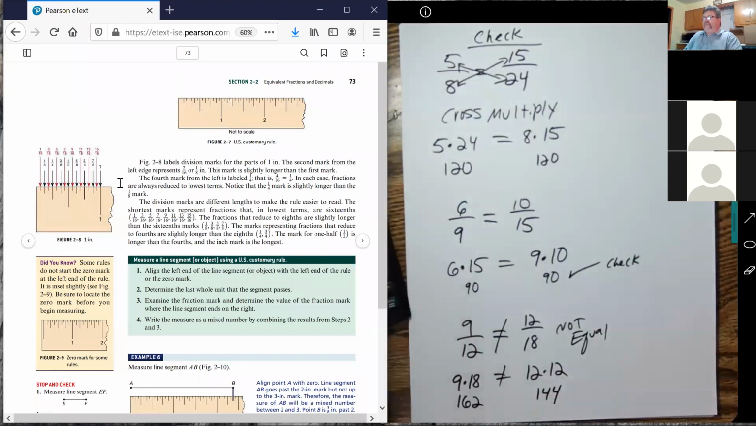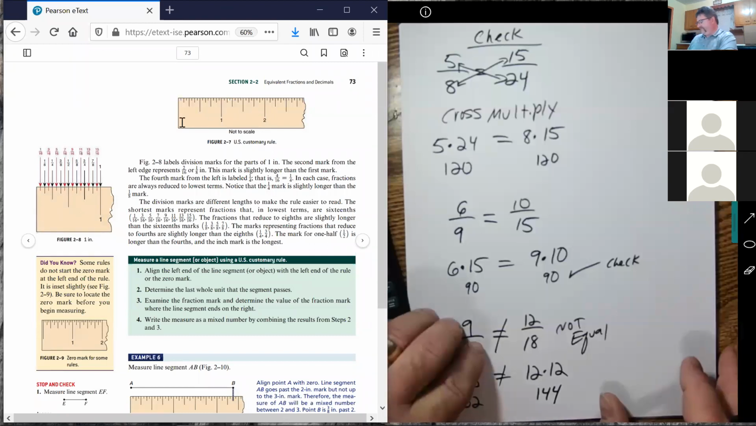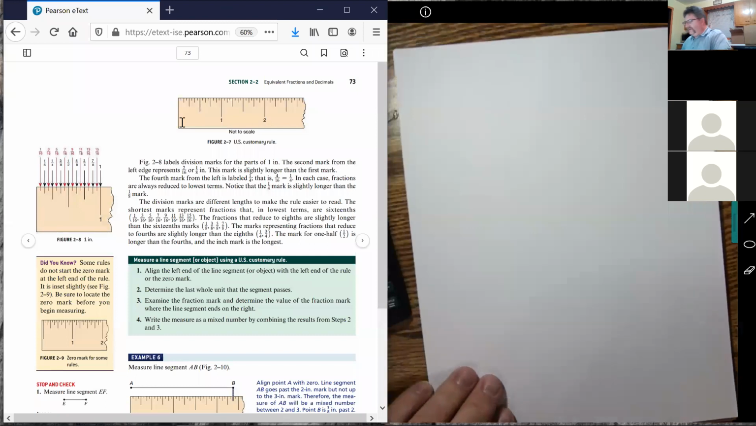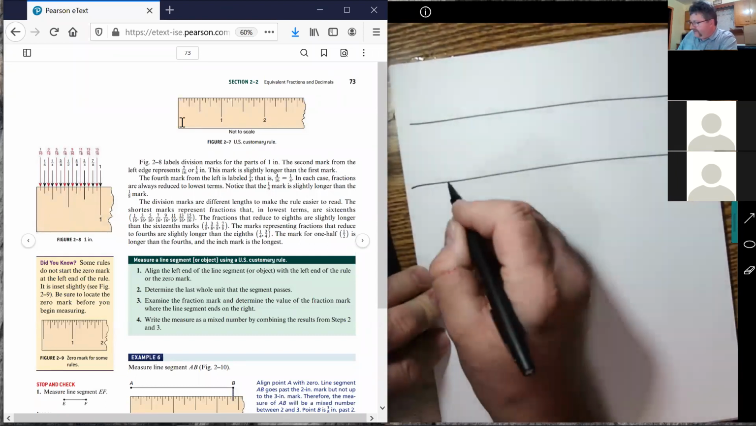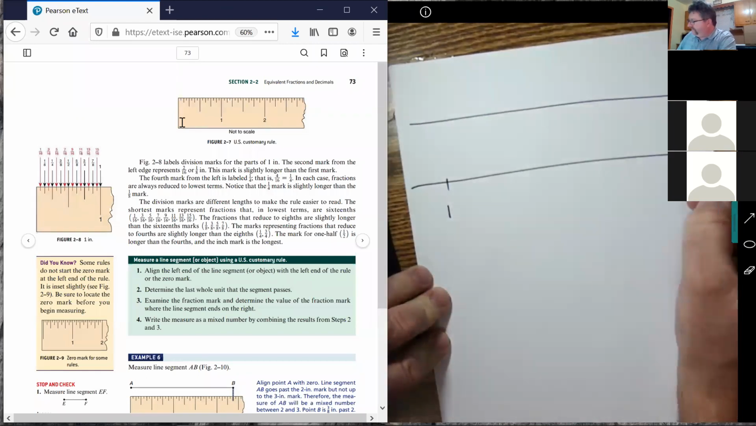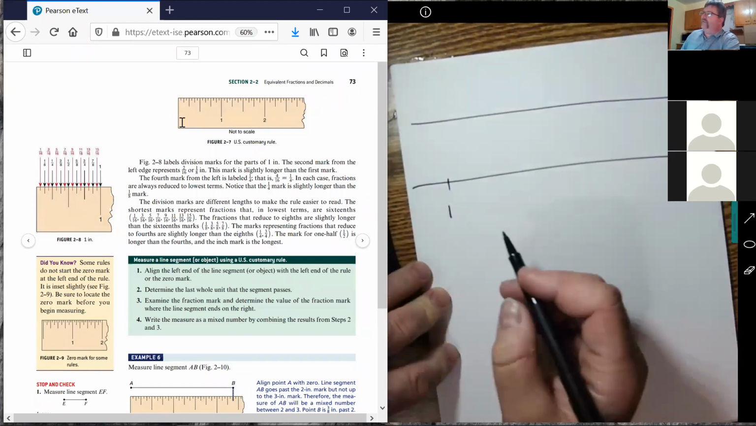Not really. It's probably just as easy to look at the book. In between, like the 1 and the 2, for example, you see on this ruler, there's 16 little hash marks there. Okay. I've got my big old ruler here. This is the number 1. And this is the number 2.